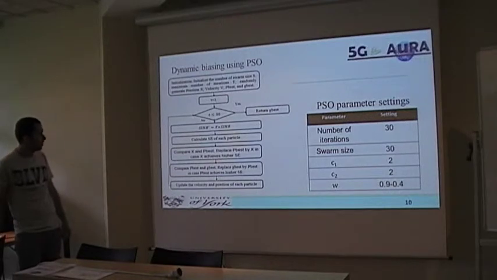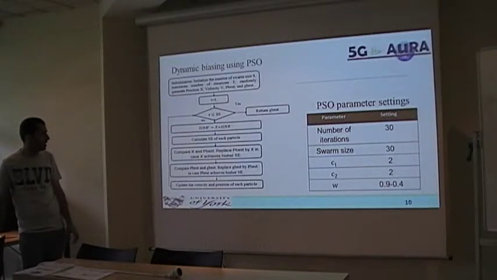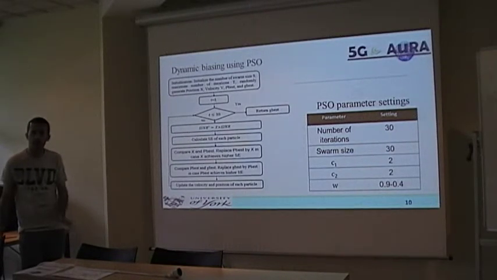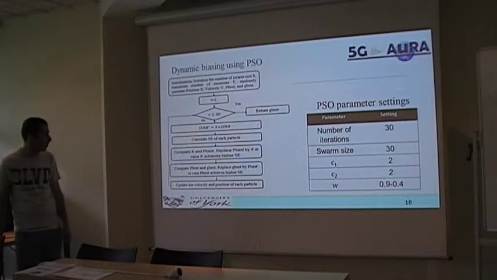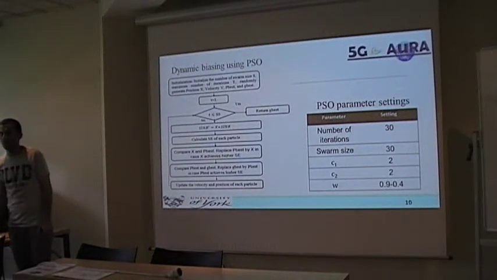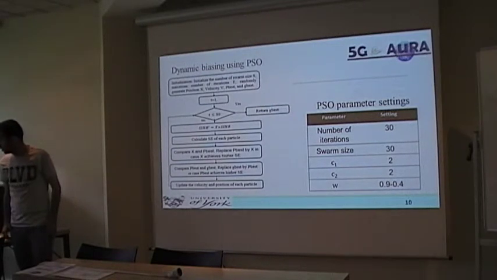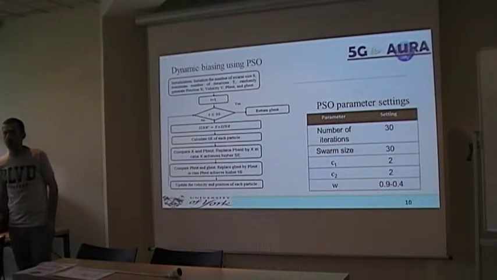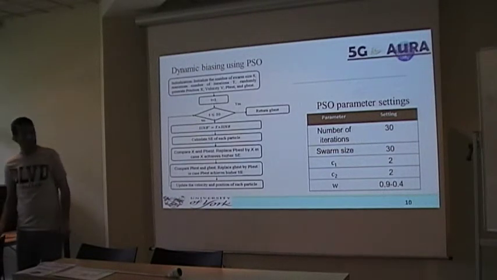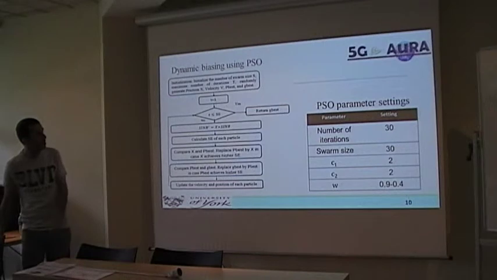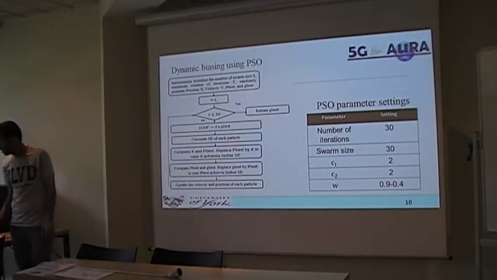After that we compare the best particle positions with the global best positions, and we replace the global best positions if the best particle position achieves higher spectral efficiency. After that we update the velocity and positions of each particle. At the end we return the global best positions, which are the biasing factors for the base stations. And here are the PSO parameter settings. As you can see, the number of iterations, swarm size.